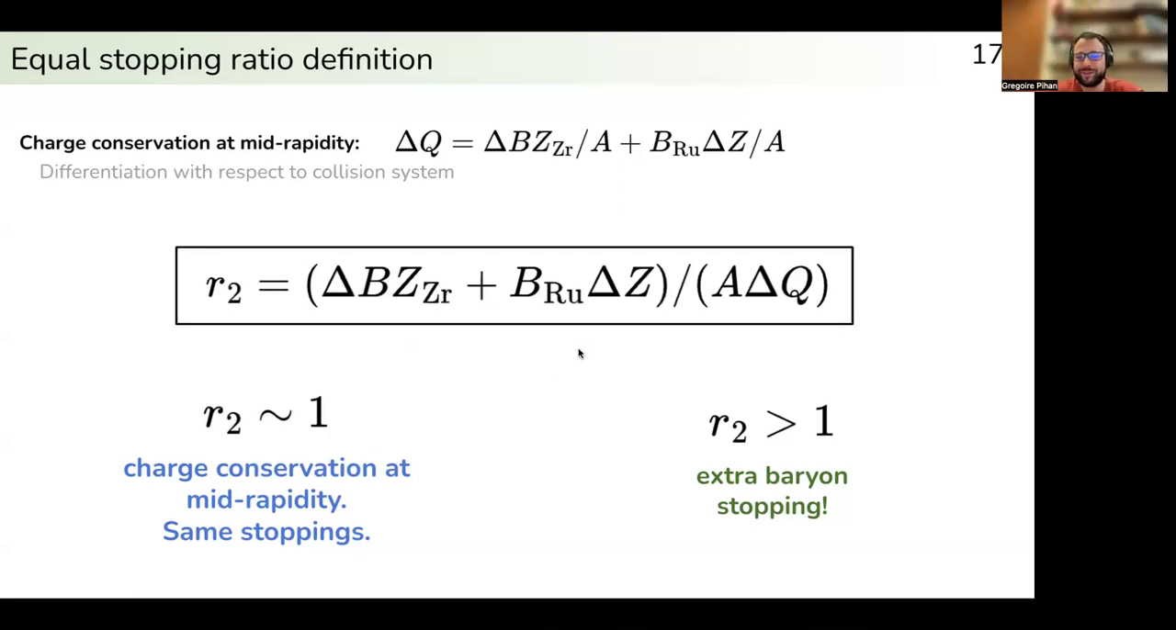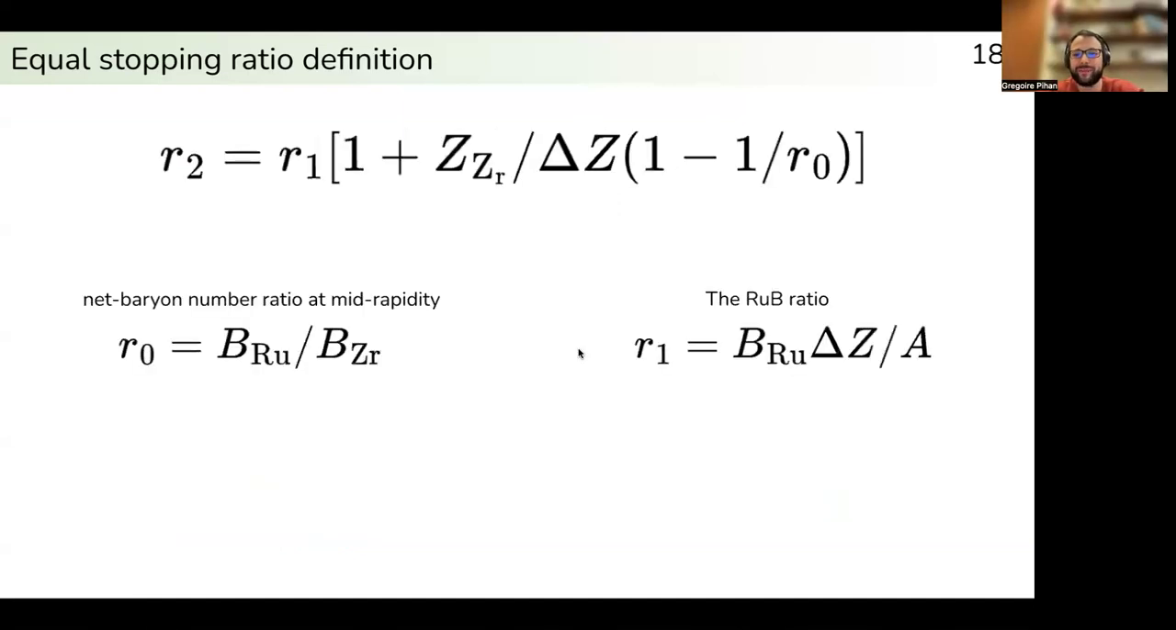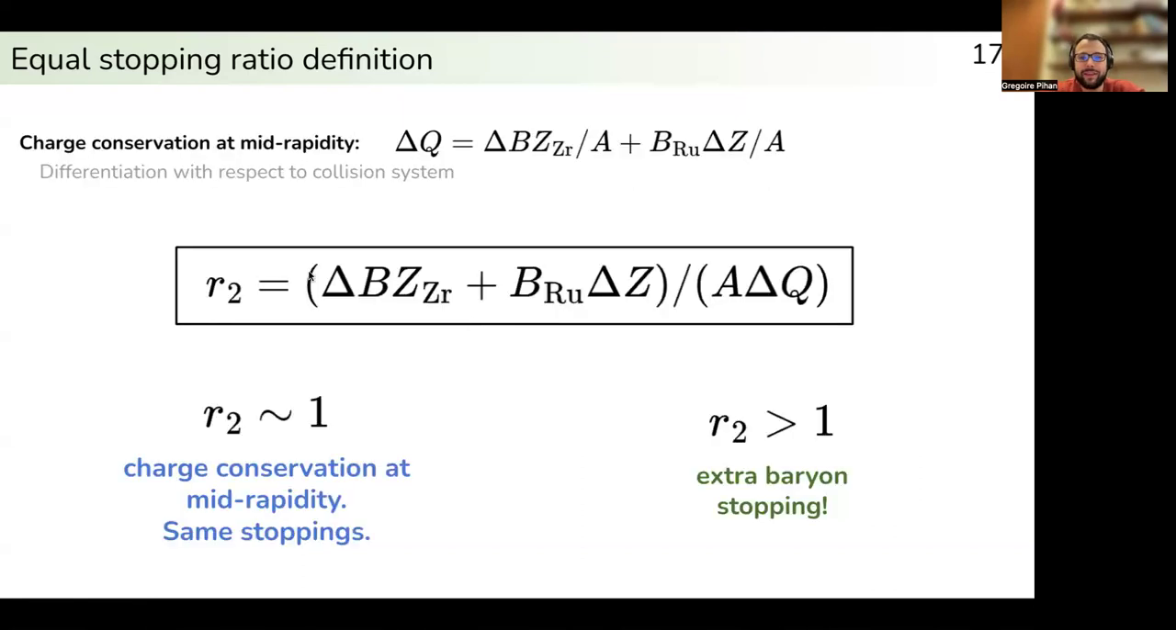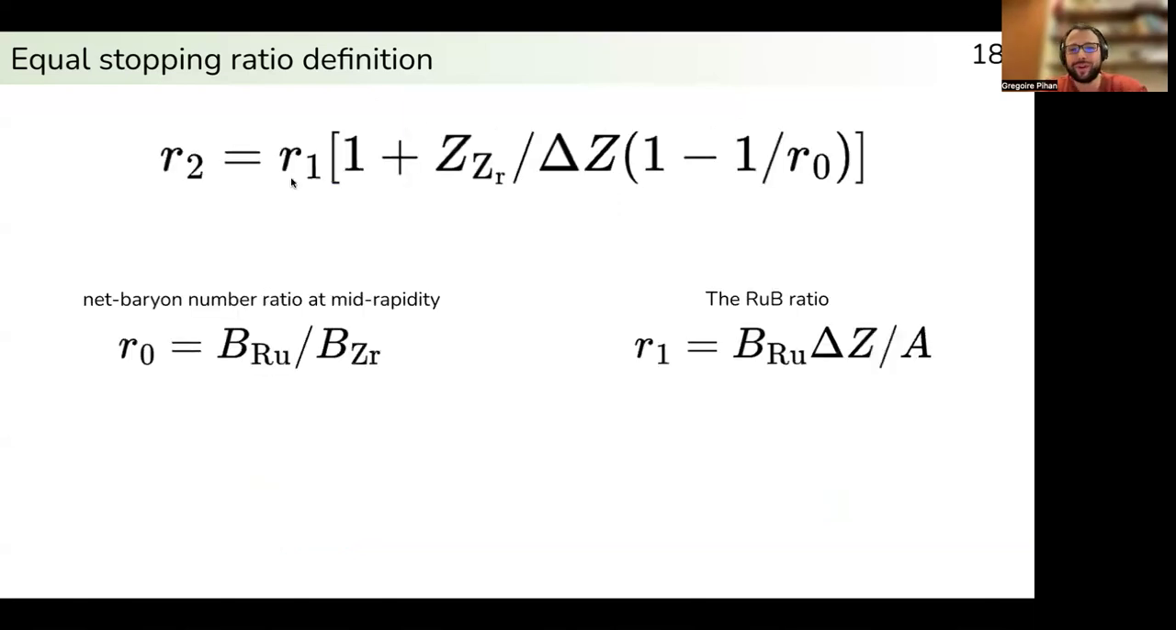So basically, there is a difference between the STAR ratio, and I'll explain what it is. You can rewrite this ratio that I call R2 here as a function of two other ratios, R1 and R0. R0 is simply the net baryon number ratio at midrapidity, B ruthenium over B zirconium. You measure the baryon number at midrapidity, and you can see a difference between those two systems, even though they have the same total number of baryons, because we are only looking at midrapidity. For some reason, it can be different, but anyway.